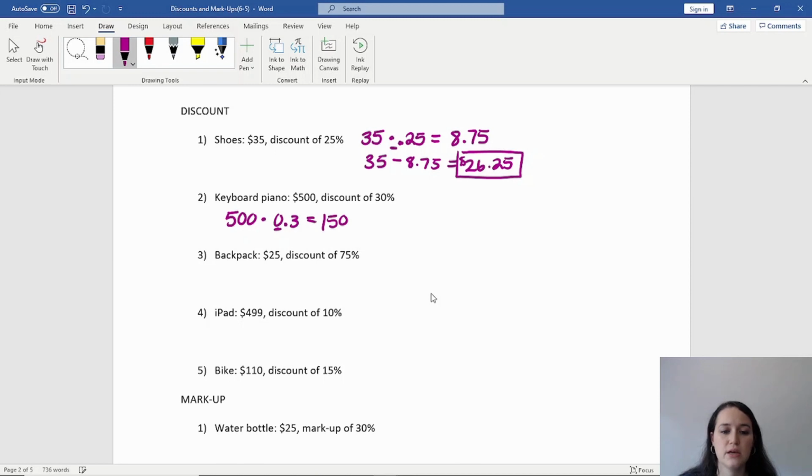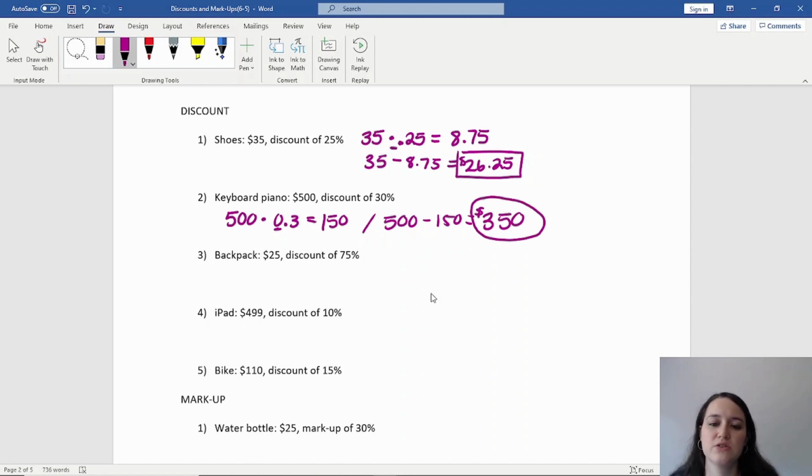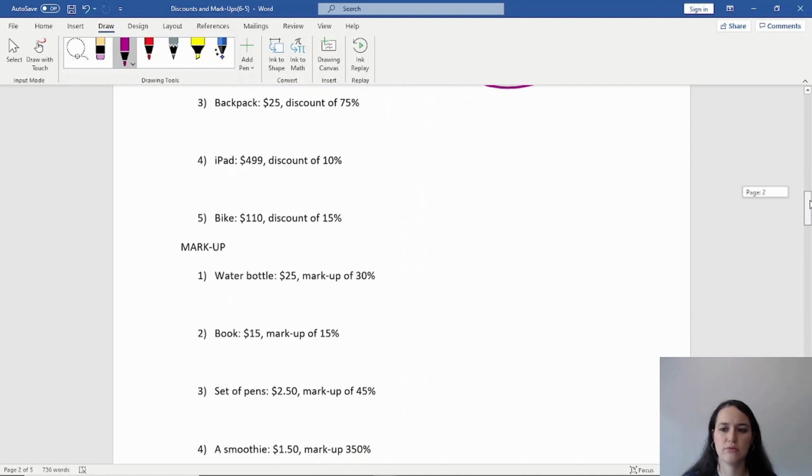So I'm going to take 500 minus 150, and I get 350. There we go. So you are saving $150. It's pretty good. It's pretty nice. All right, and again, we're assuming that there's no tax on this. If you also knew there was like 7% tax, that'd be a markup, and we could do 2 for 1, which we will have in a later video.